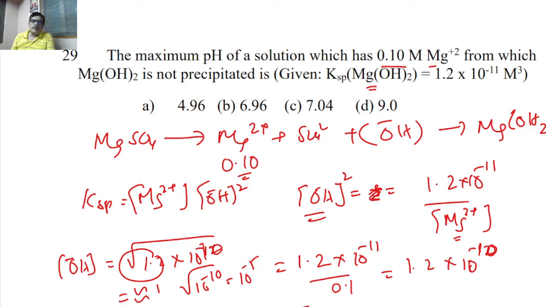So you are adding sodium hydroxide. Only if the pH value exceeds 9.0, then only it is going to be precipitated. Then the ionic product exceeds the value of this 10 to the power of minus 11. So the pH value is 9. So that is the answer for this question.